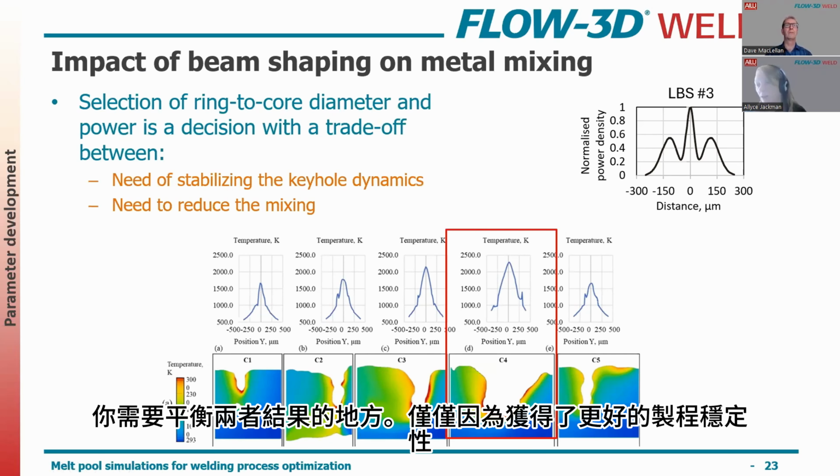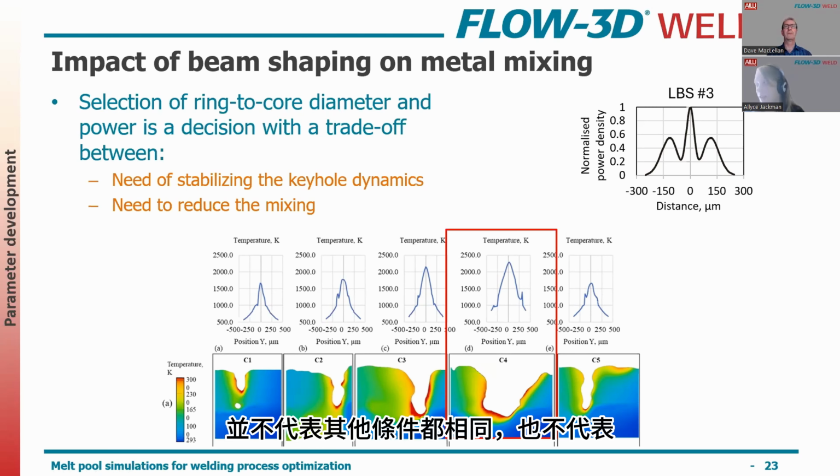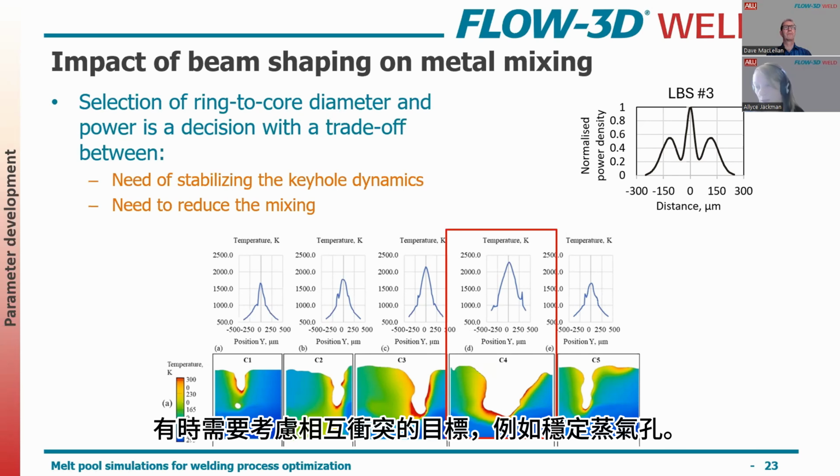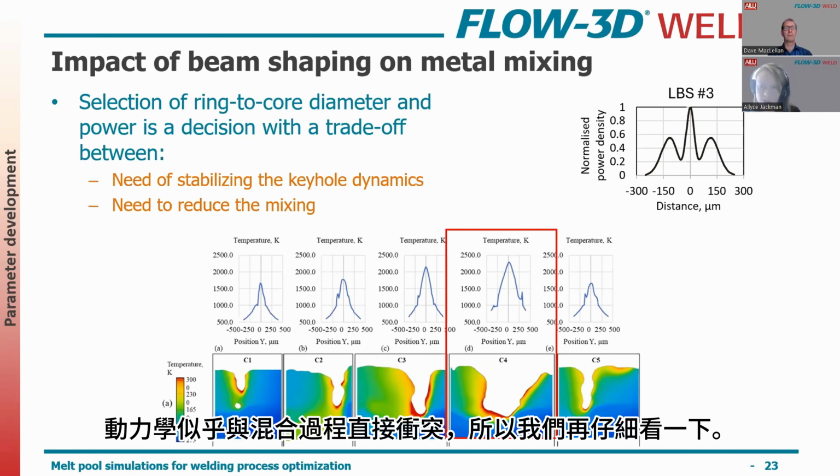So just because you're getting better process stability doesn't necessarily mean that everything else is equal and that you're getting the right amount of energy delivery to fuse the materials properly or get the right thermal gradients for mechanical properties. So there's sometimes contending goals that you need to consider. In this case, the stabilizing of the keyhole dynamics seem to be in direct contention with the mixing.